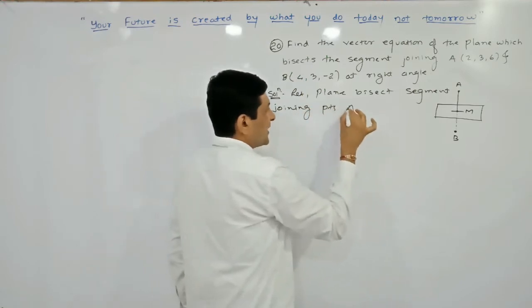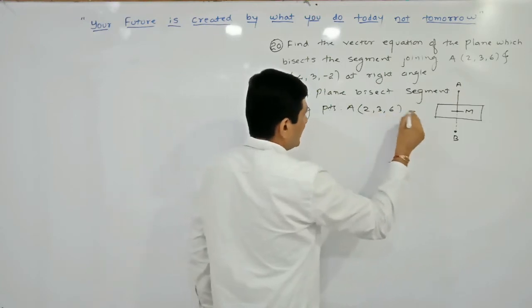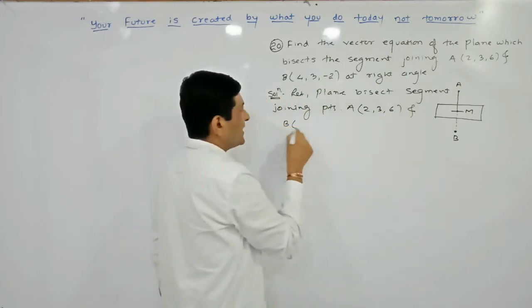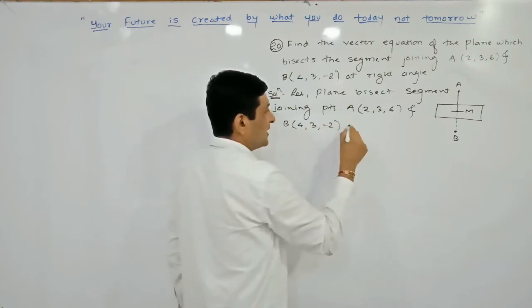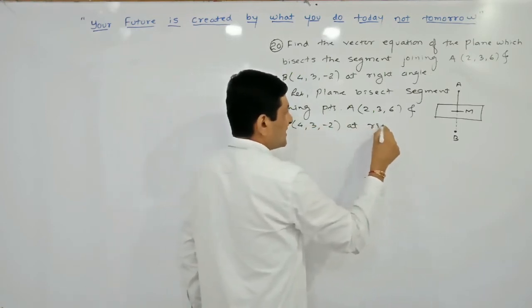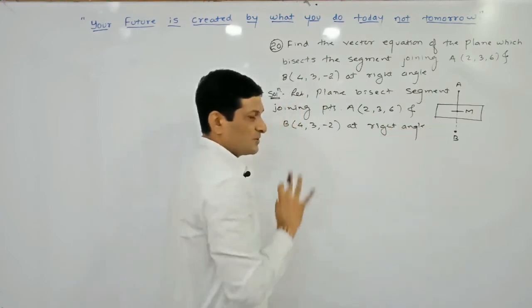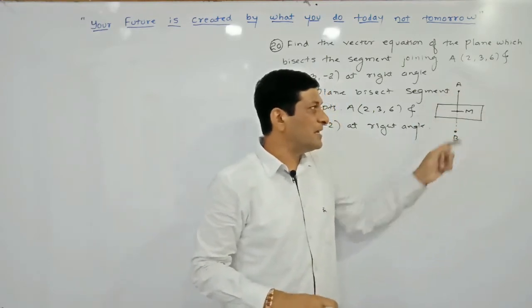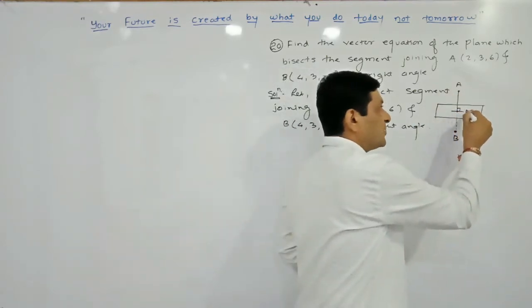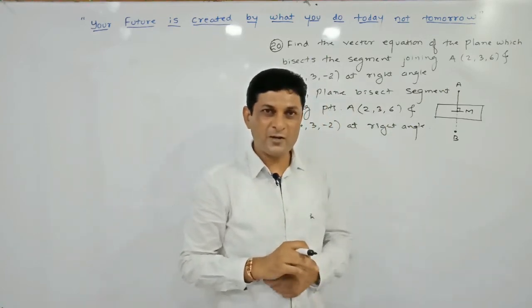A, with coordinates 2, 3, 6, and B, with coordinates 4, 3, minus 2, and it bisects at right angle. So we have just written the given condition. The plane bisects this segment AB at right angle at point M. So that's why M is the midpoint of segment AB.